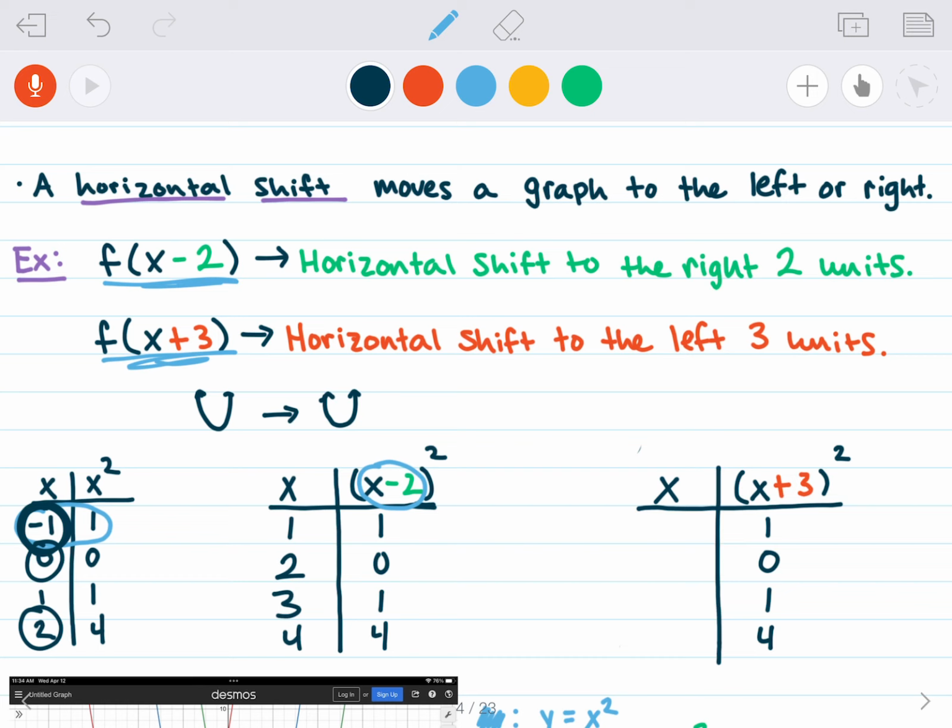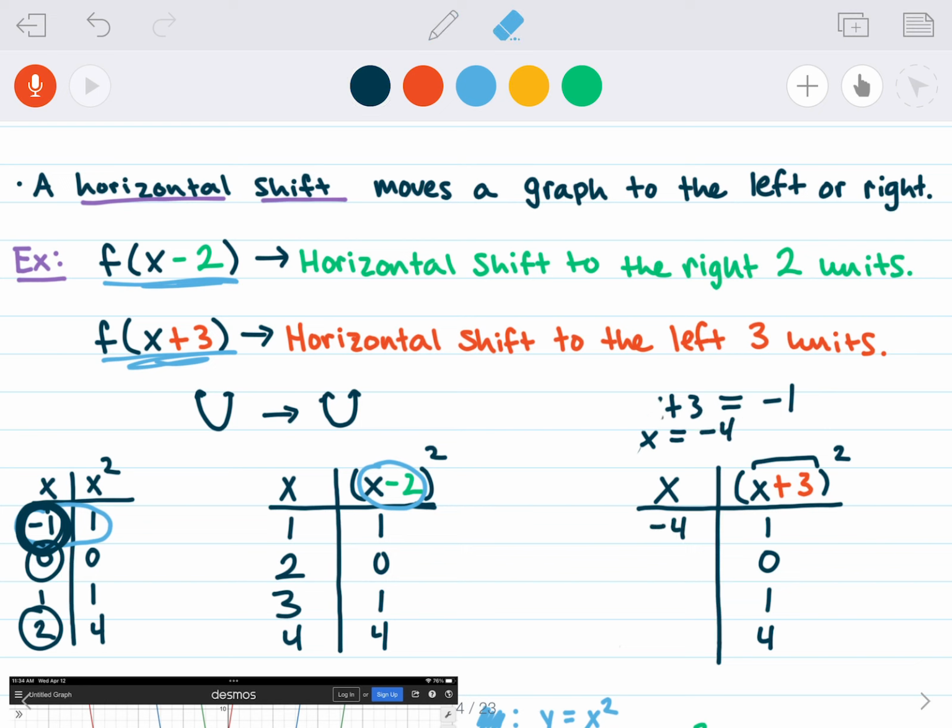We can say, well, the input here is x plus 3. Whatever I'm squaring is x plus 3. And I want that thing that I'm squaring to equal 1, right? So I know that when I square -1, I get 1. So that x plus 3 should equal -1. I'm setting x plus 3 equal to my first x value in my parent function. Solving for x, I get x equals -1 minus 3, which is -4. So that's my first x value.